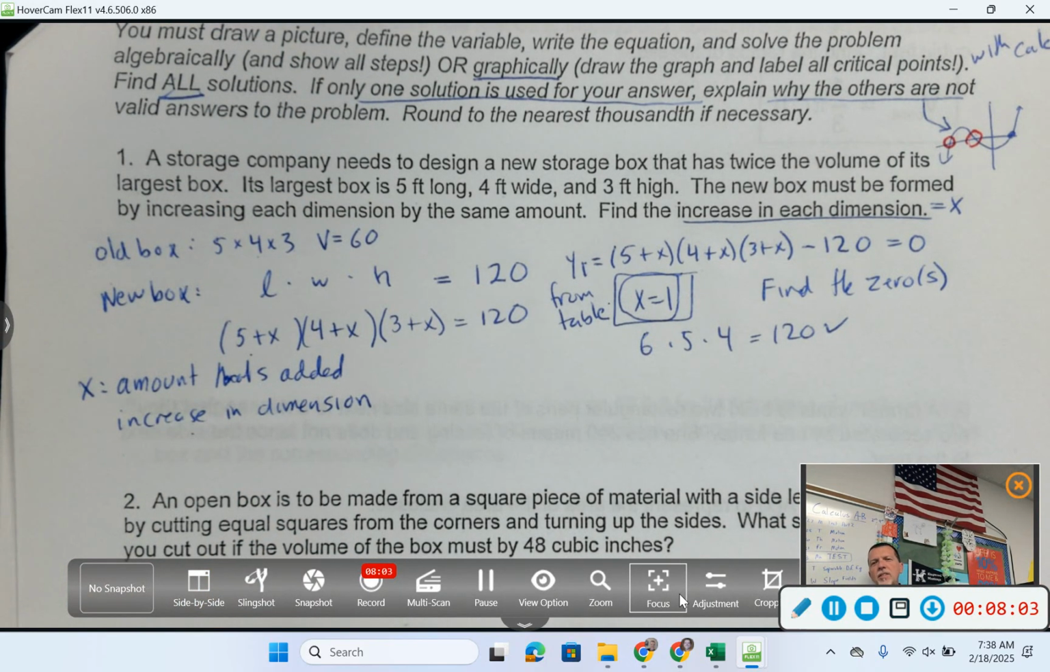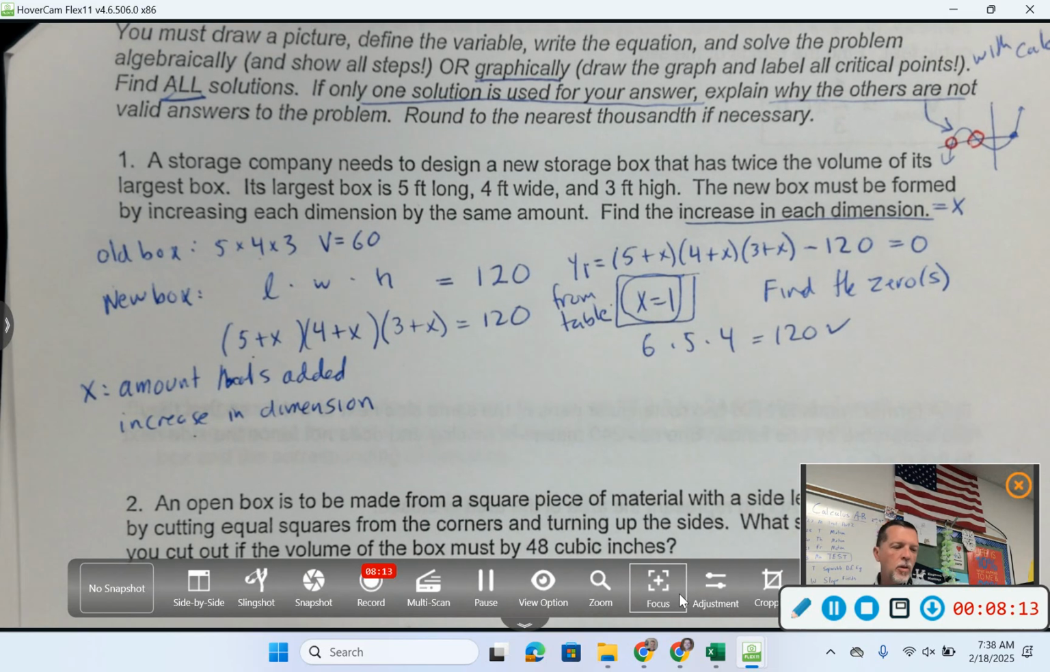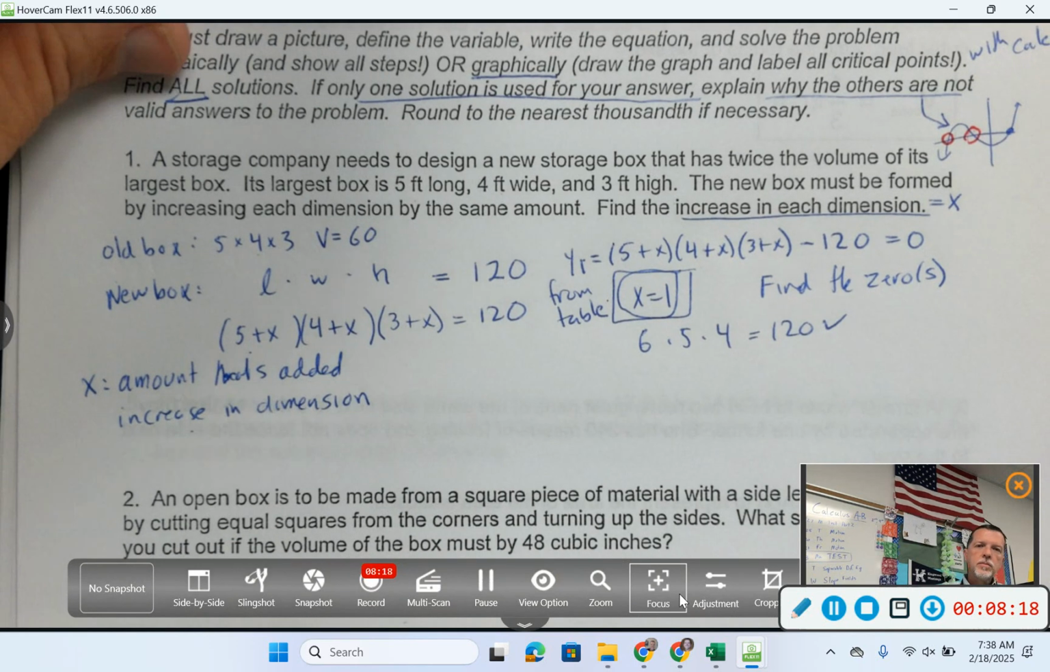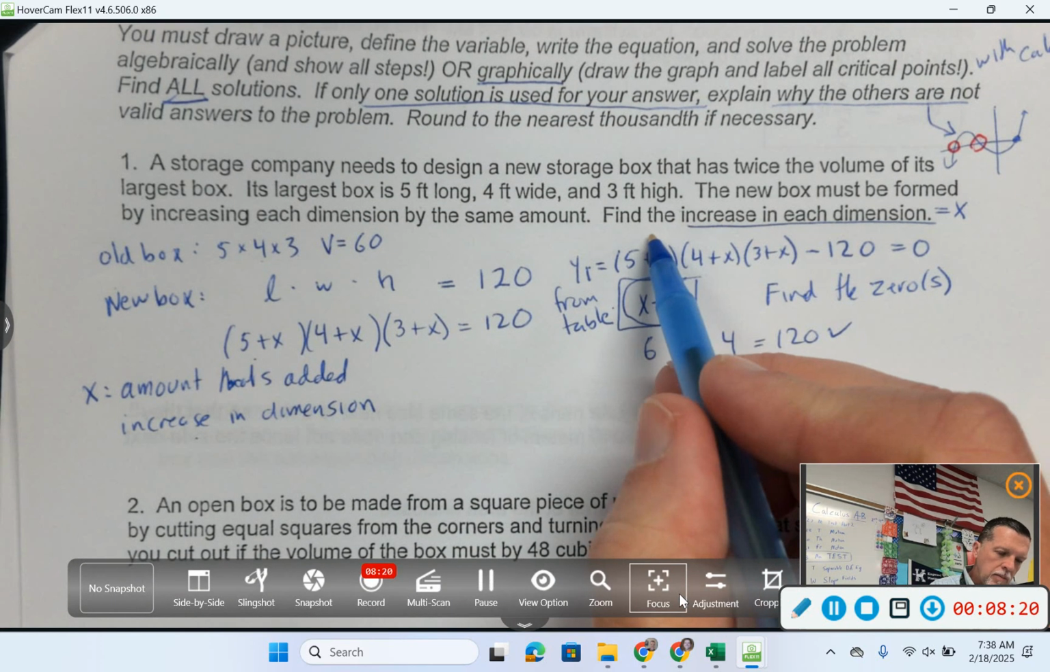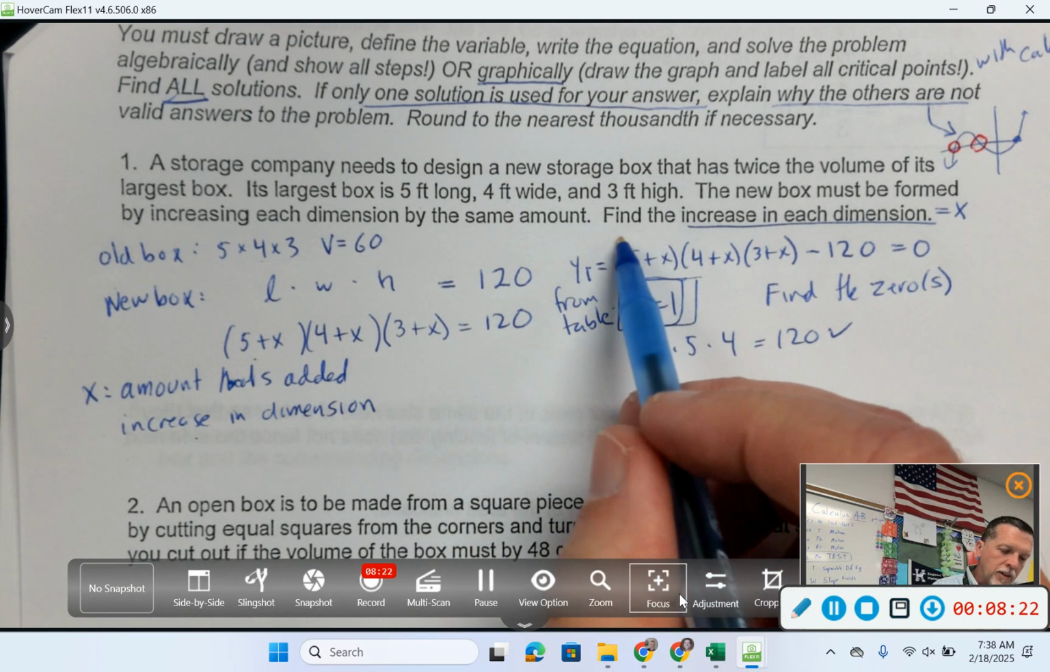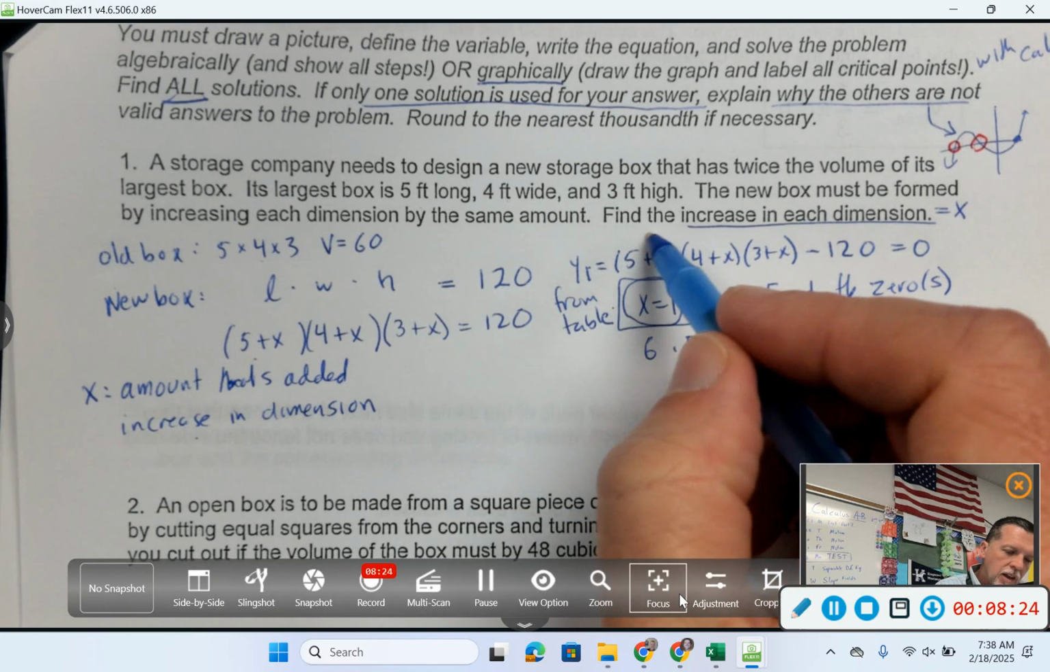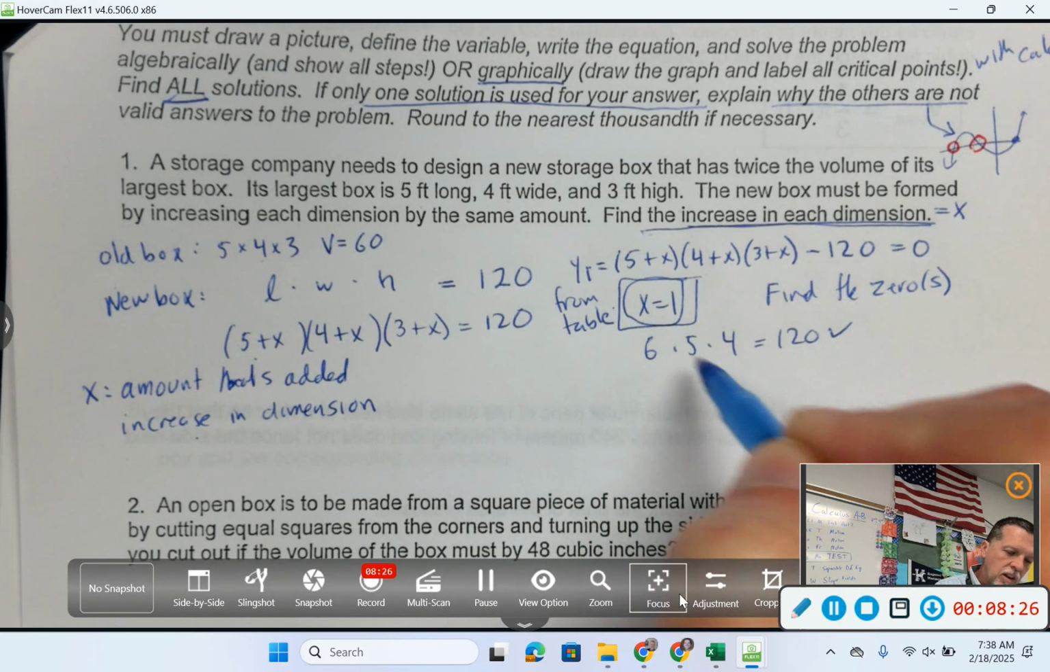It doesn't make sense that this one would have been more than one solution, because if we added more than one, then our volume just keeps going up. If we add less than one, our volume keeps going down. So it doesn't make sense that there'd be more than one solution for this problem. Big issue in calculus, anyway, is to go back and make sure we answered the right question. Find the increase in each dimension. We did that.